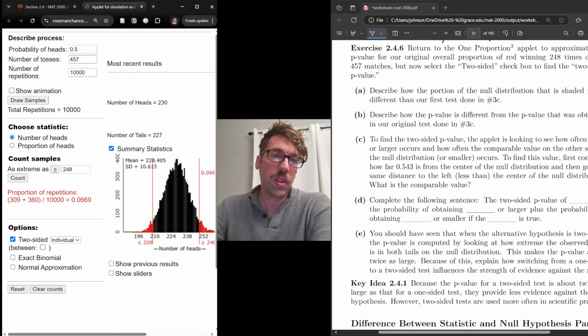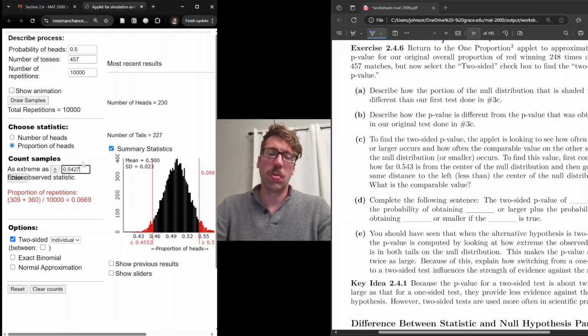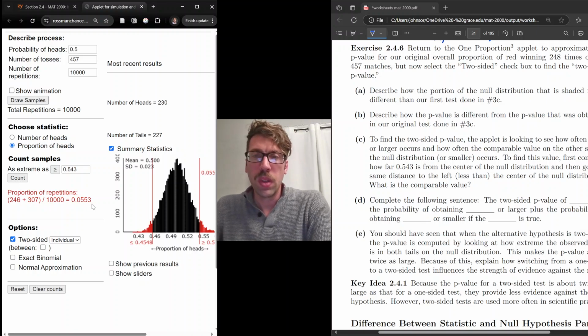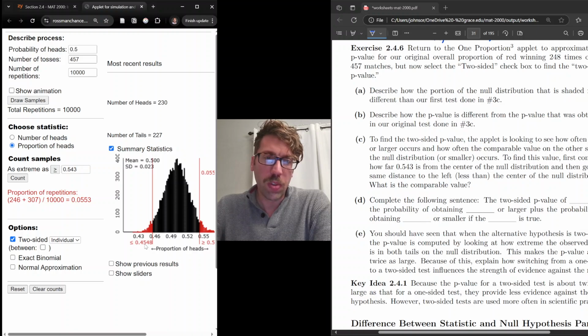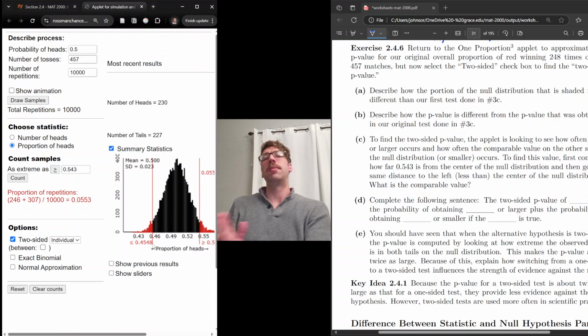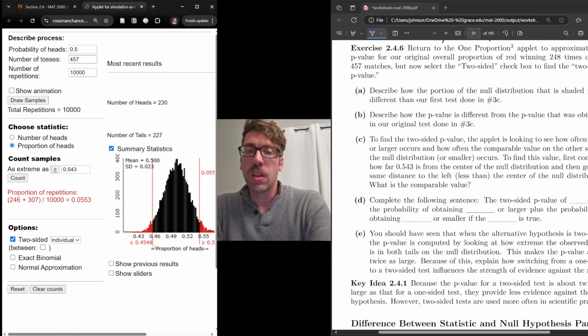So I think I was, yes, okay. Let me even do what the worksheet recommends, 0.543. Okay. So then go to that same distance to the left. What is the comparable value? So the comparable value is 0.4548, being the same distance from the null value, but on the other side. Complete the following sentence.